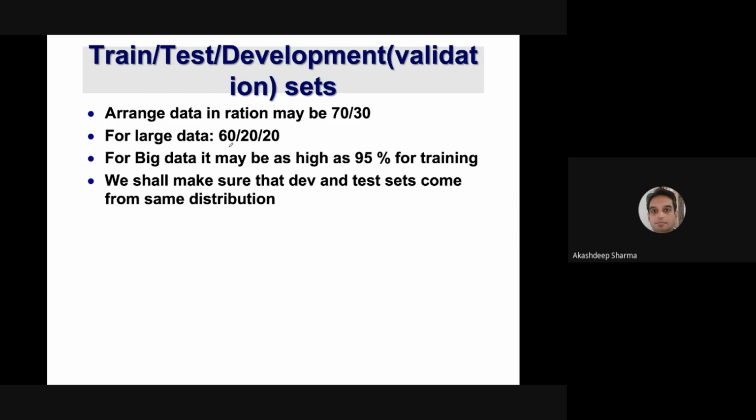For larger data, your ratios may be like this. So it may be say 60, 30, and 10. So for larger data, even 60% of the training samples make sense. Then you may reserve 20 for this one.